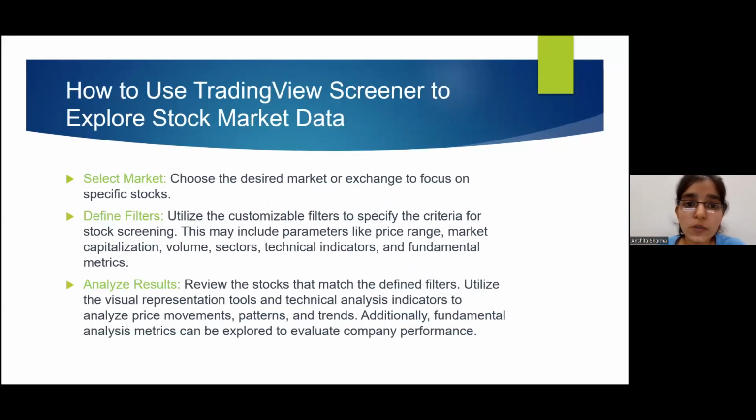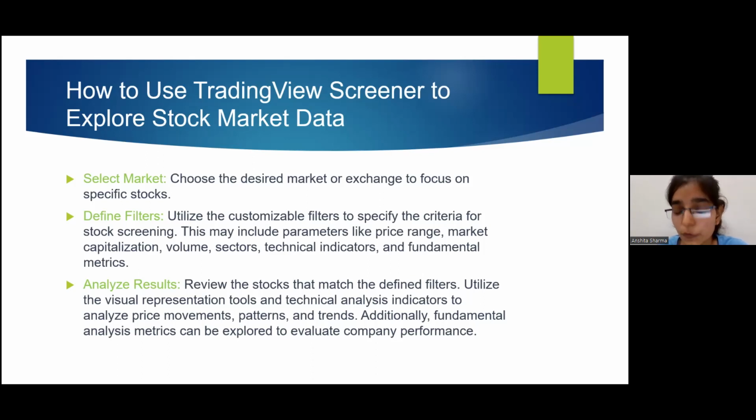So how will we use this trading screener to explore stock market data? First, we have to choose the market or exchange to focus on specific stocks. Then we will utilize the customizable filters to specify the criteria for stock screening. This may include parameters like price range, market capitalization, technical indicators, and many more things. And at the end, you will be analyzing the results.